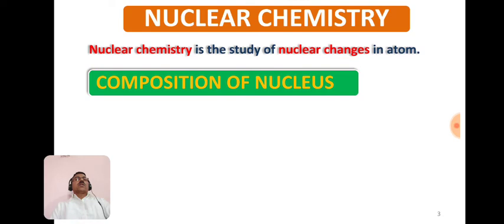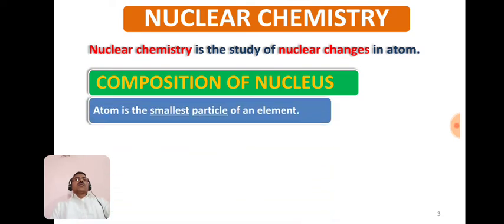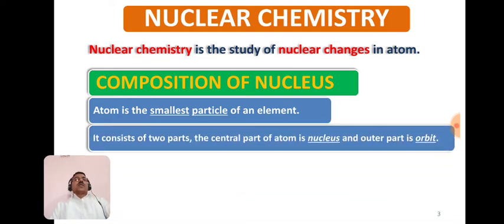Our next point is composition of nucleus. We know that an atom is the smallest particle of an element and it consists of two parts. The central part is known as the nucleus, and the outer part is known as the orbit, where the electrons are revolving around the nucleus.